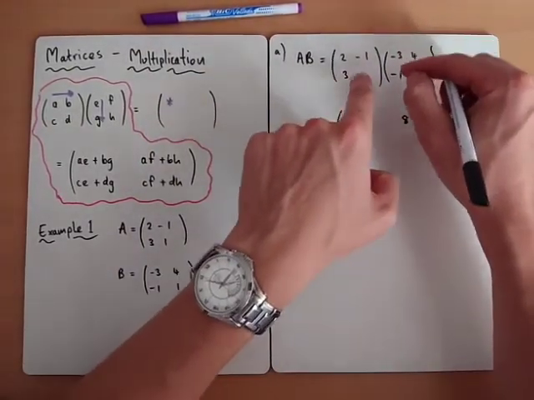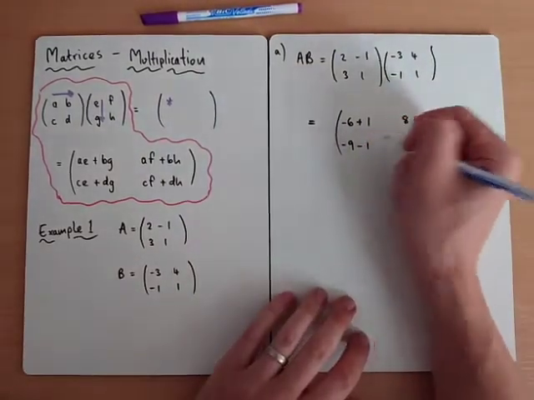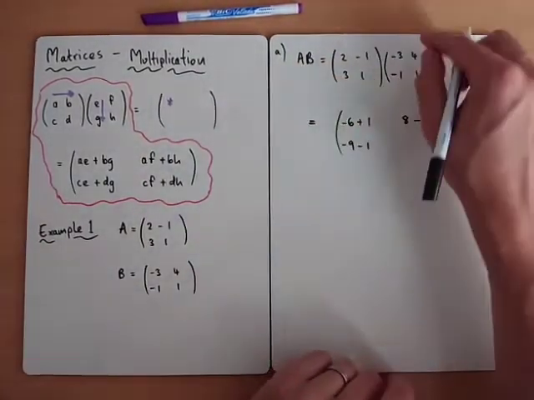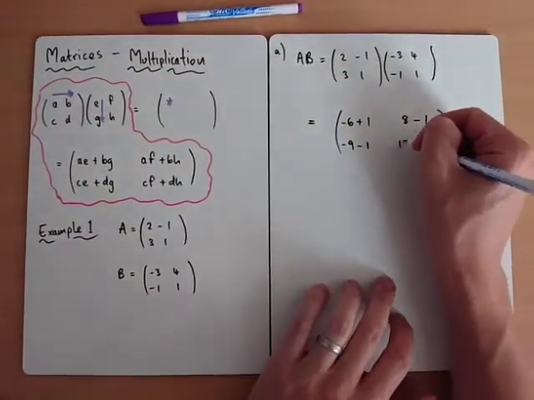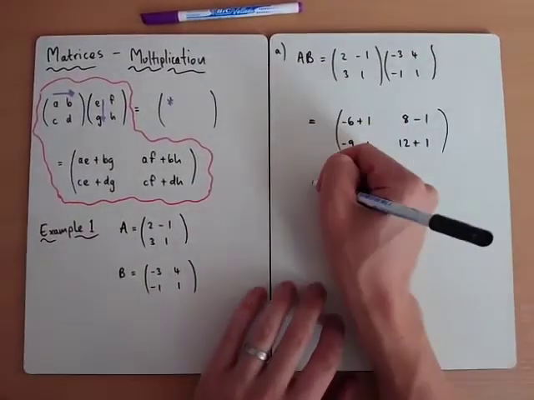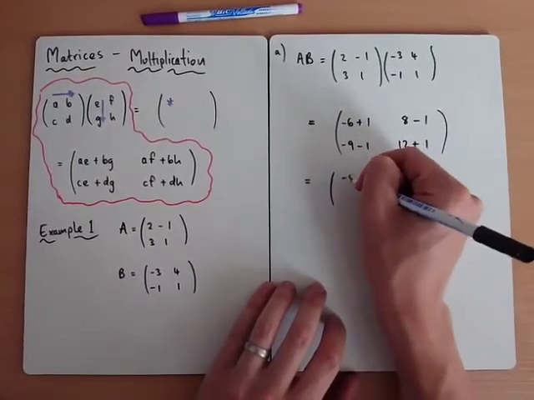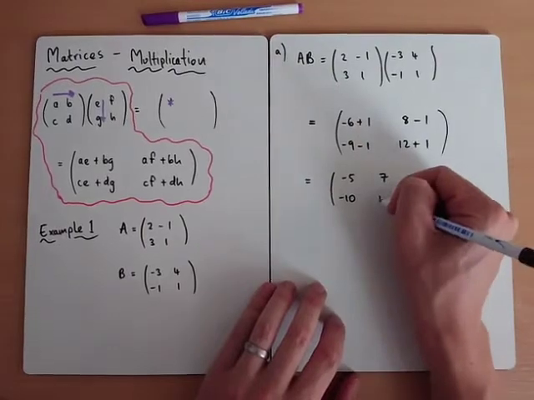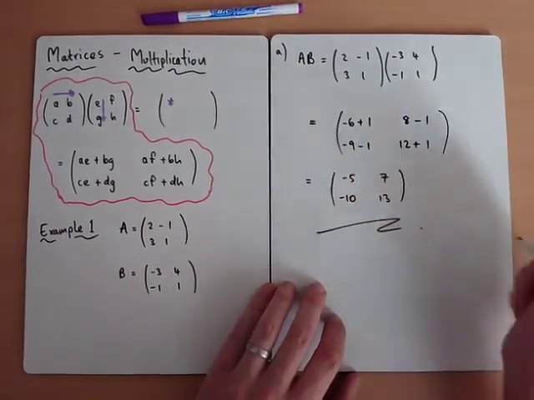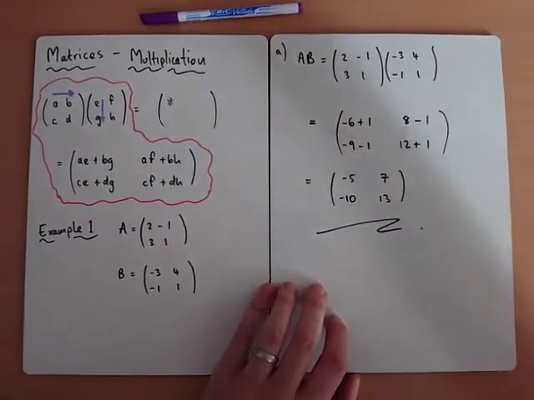So 3 times minus 3, 1 times minus 1, so minus 1. And then second row, second column, 3 times 4, 1 times 1. And we would end up with minus 5, 7, minus 10, 13. Okay.